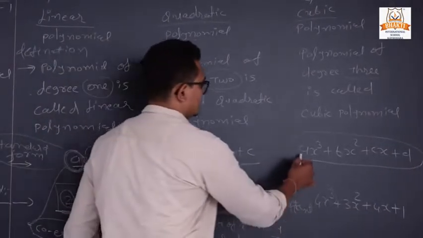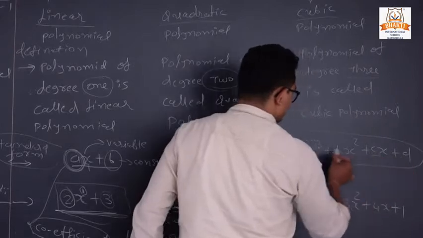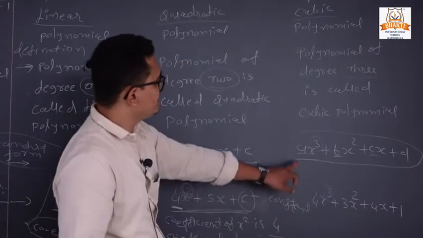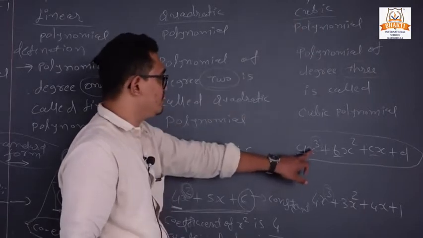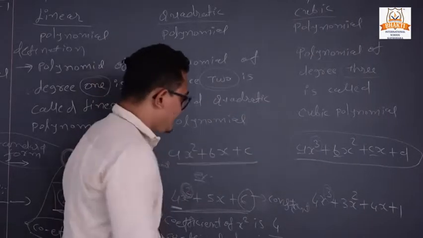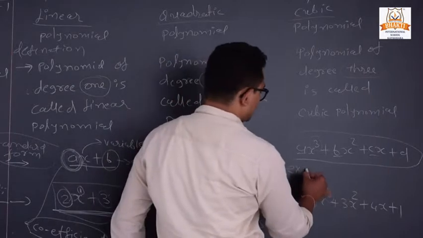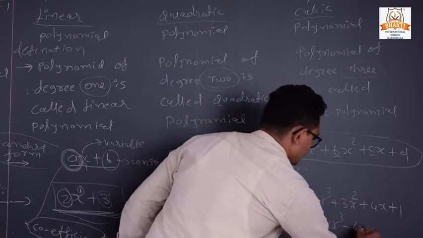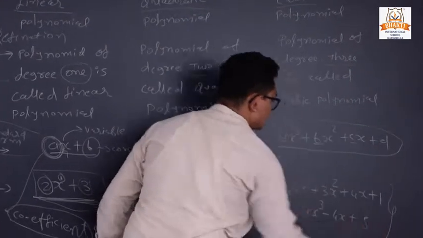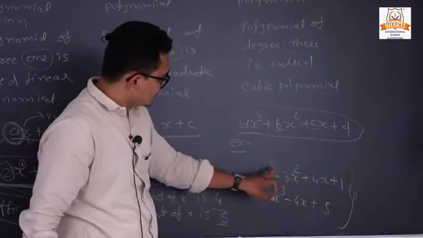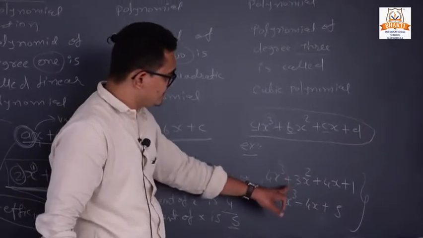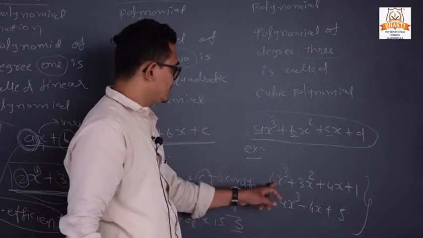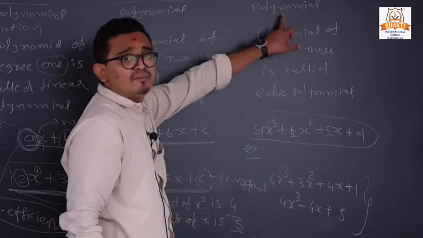See here, its maximum degree is 3. The maximum degree of a cubic polynomial is always 3. And we can take one more example so you can get the idea. In both of these cases, the maximum power is 3. So if the maximum power is 3, it means it is called a cubic polynomial.